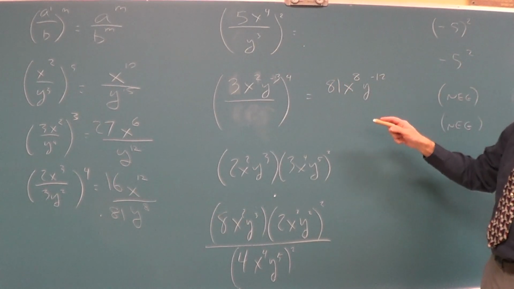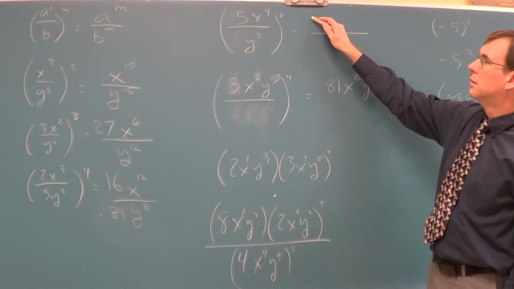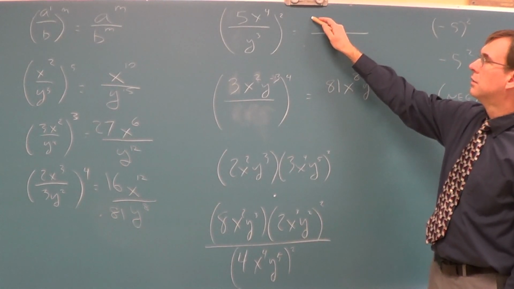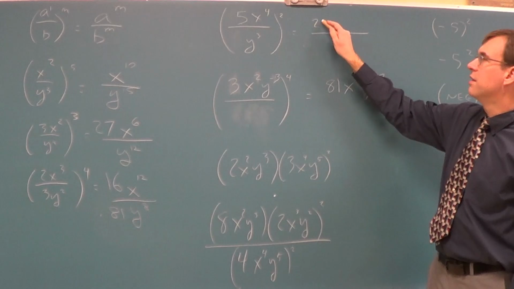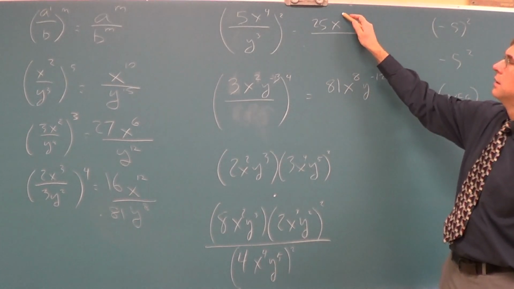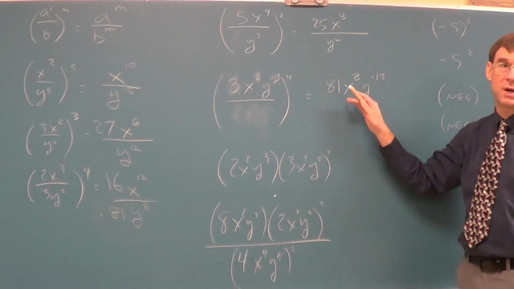Let's go back up here. 5 and 8. 5's going to become 25. 25, X to the 8, Y to the 6. Did we lose anybody on that pair?